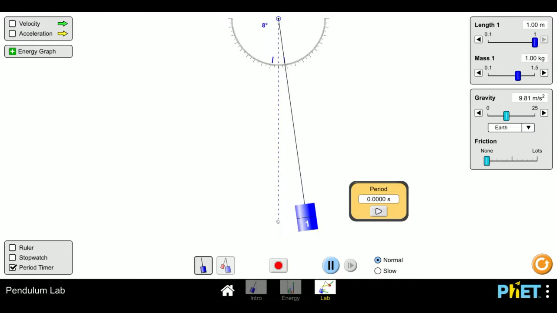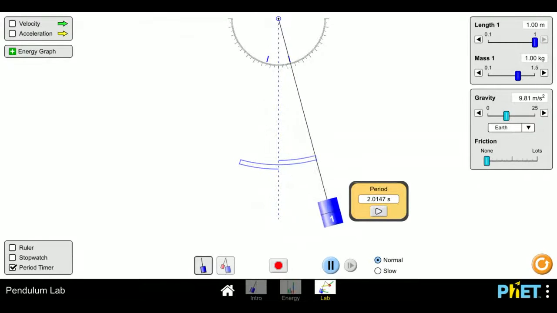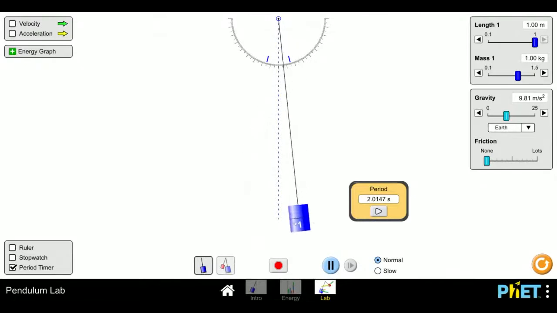So now we're going to give it a try again. Go back up to 15 degrees, and we're going to measure our period. 1, 2, 3. And yes, in fact, it's longer, as we expected. So more length, longer period. Okay, so that's one thing you can do here.